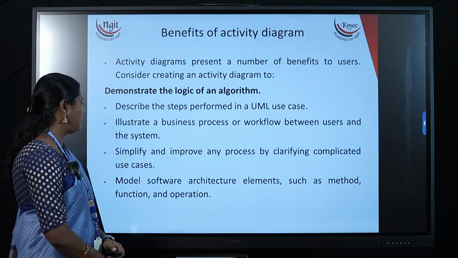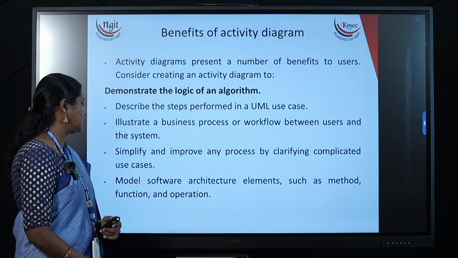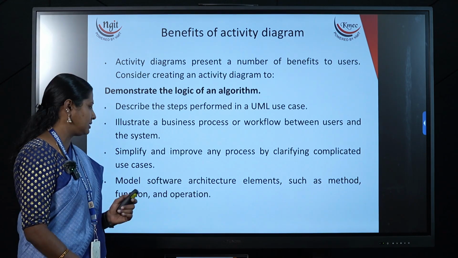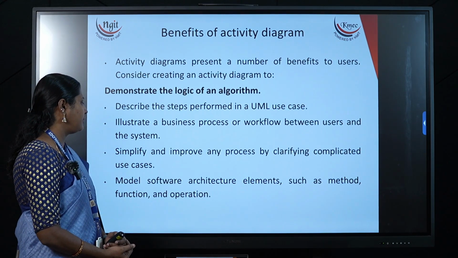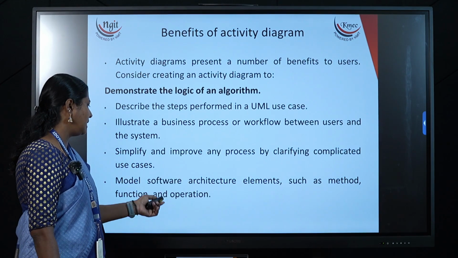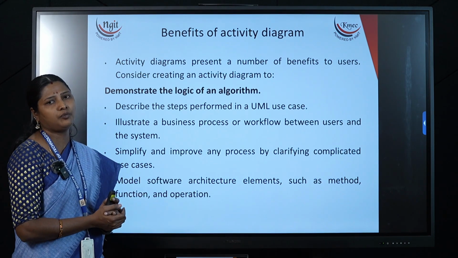The next one is to simplify and improve any process by clarifying complicated use cases. This is helpful to understand complicated use cases and techniques. And the next one is to model software architecture elements such as methods, functions, and operations. With the help of this, it can be easily understood, or models of software architectures and elements can be developed.